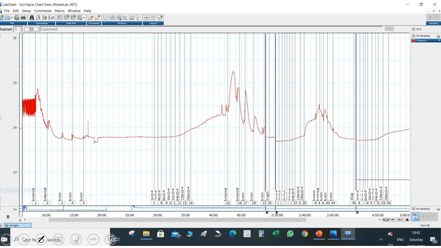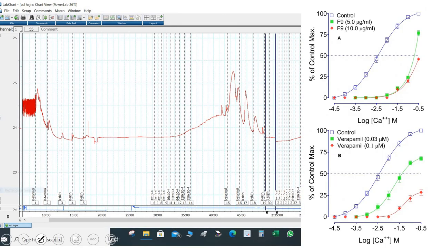Most important, dear students, similar types of curves are drawn for verapamil, a standard calcium channel blocker, in the presence of 0.03 micromolar and 0.1 micromolar. Like verapamil, this is the control response, and this is the EC50 value. Here, for example, minus 2.5 log molar calcium, and the EC50 value is somewhere between minus 1.5 and minus 0.5 in the presence of 0.03 micromolar of verapamil.